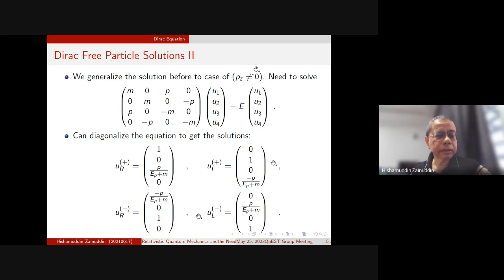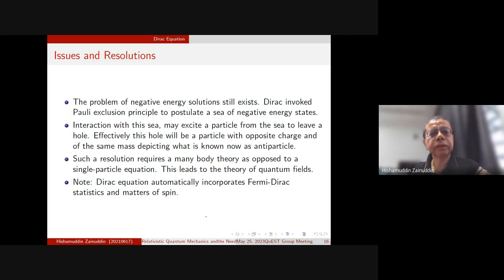So in other words, even with the Dirac equation, it doesn't quite solve the negative energy solutions problem. So how do we go about resolving that?